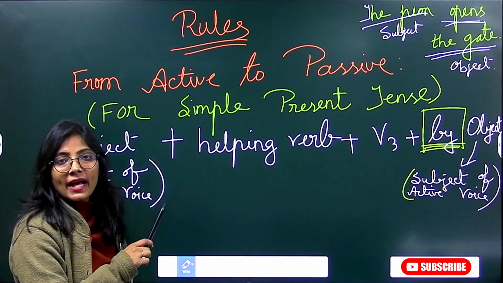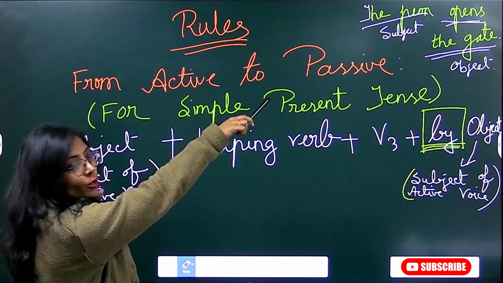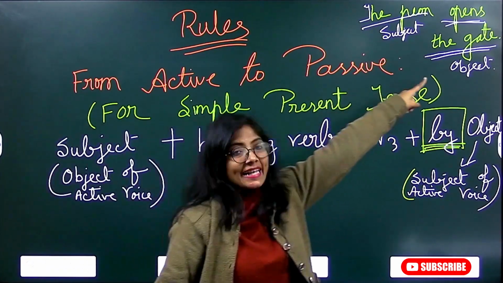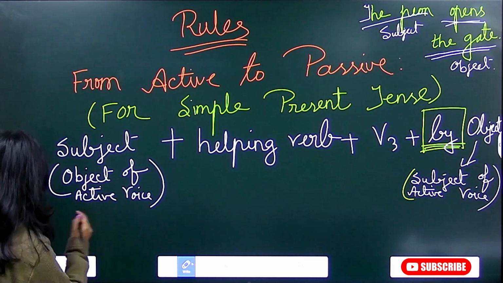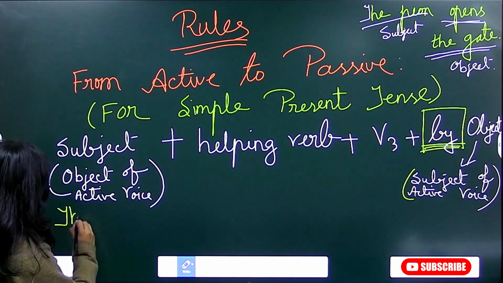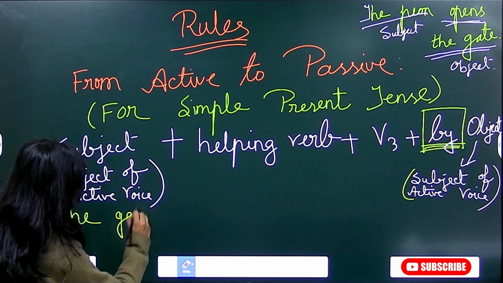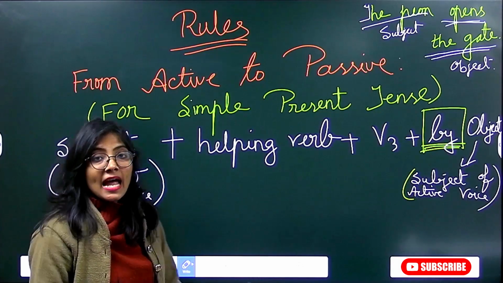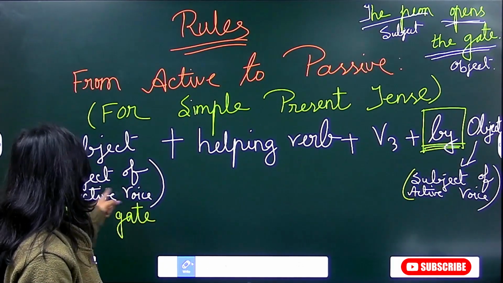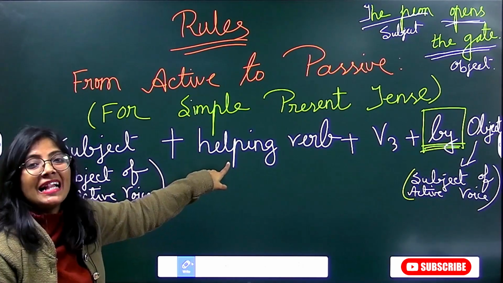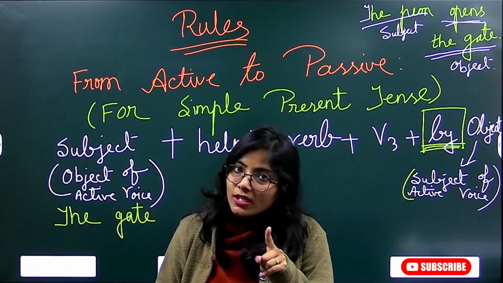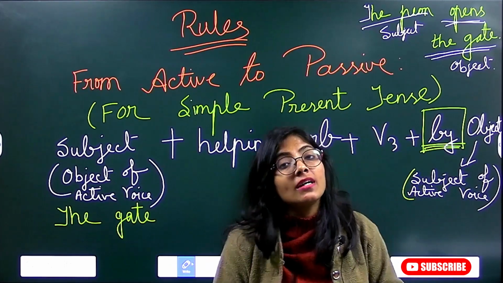When we make the passive, who will be the subject? The object of the active voice. So who is the object here? The gate, right? So I will bring the gate here. The gate. Okay, now what is the rule? After the subject, which is the object of the active voice, plus will come the helping verb, singular. There is only one gate we are talking about. It's singular. Therefore, what will be the helping verb?